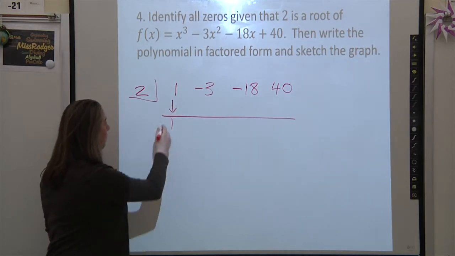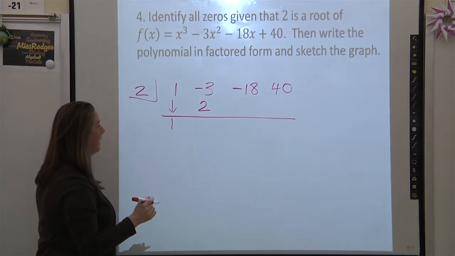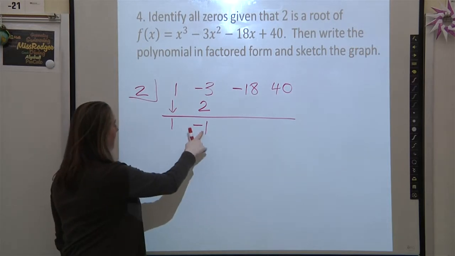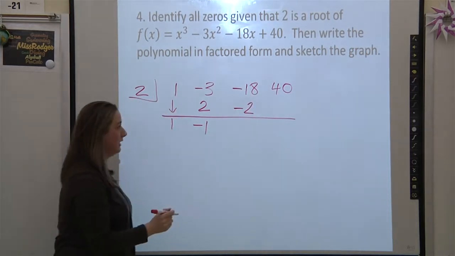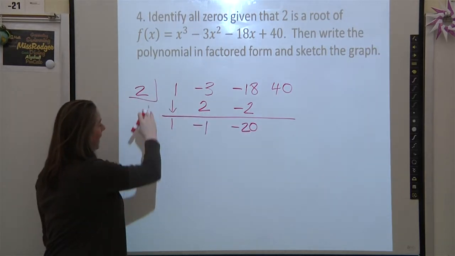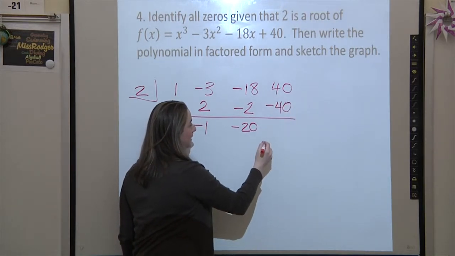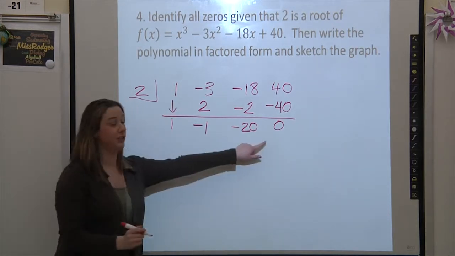Bring down the 1. 1 times 2 is 2. I'm going to add down -3 plus 2 is going to give me -1. -1 times 2 is -2. -18 plus -2 is going to give me -20. -20 times 2 is going to give me -40. Positive 40 plus negative 40 is 0. So that's a good sign.